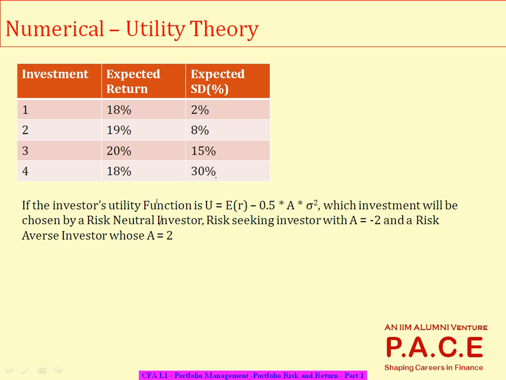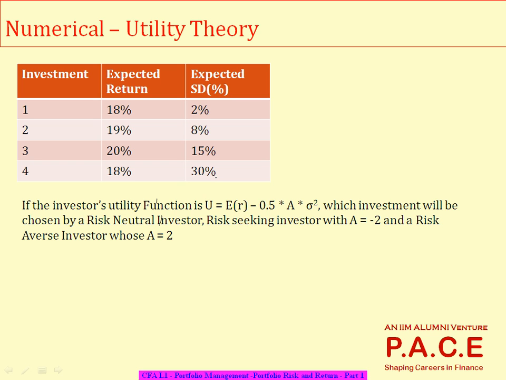What will a risk neutral investor choose? If I say the utility function is given by this equation, it could be any equation, right? Again, that has to be derived from the understanding of the requirements. But as far as we are concerned, say there is an equation given to us saying this is the utility equation. Now, if he is a risk neutral investor, which one will he choose?